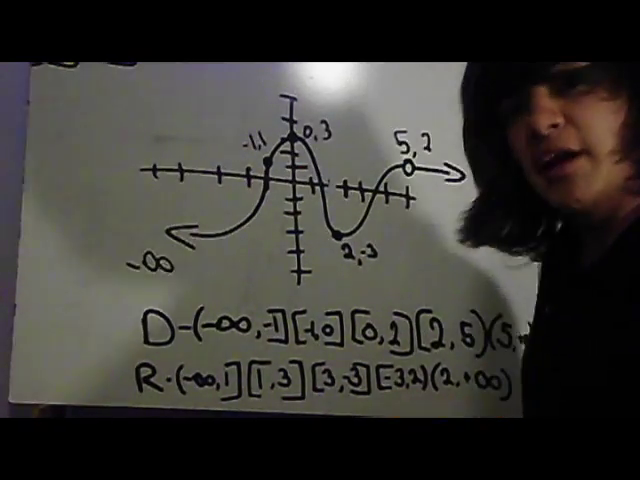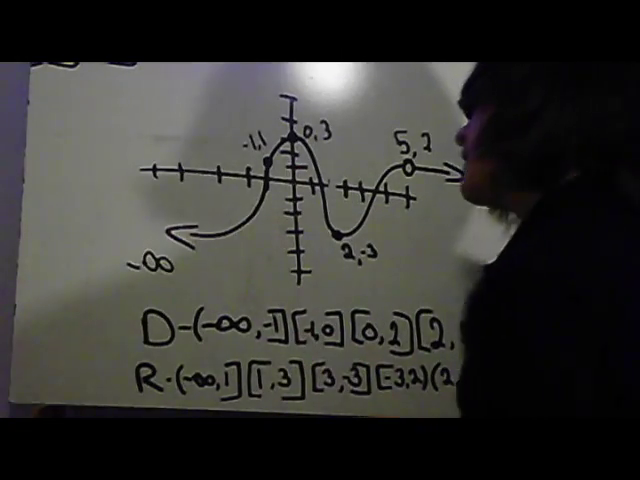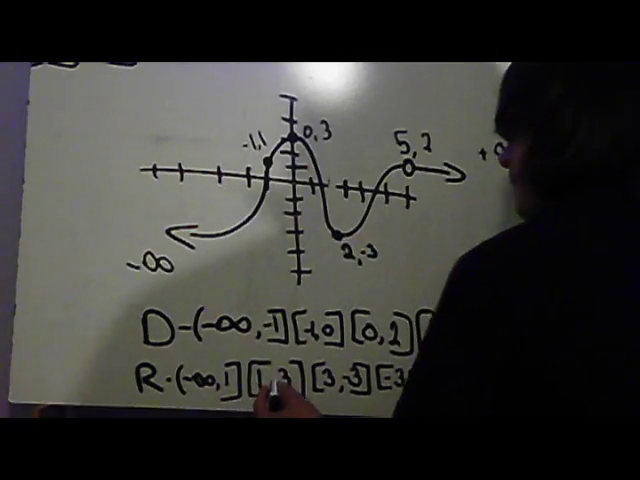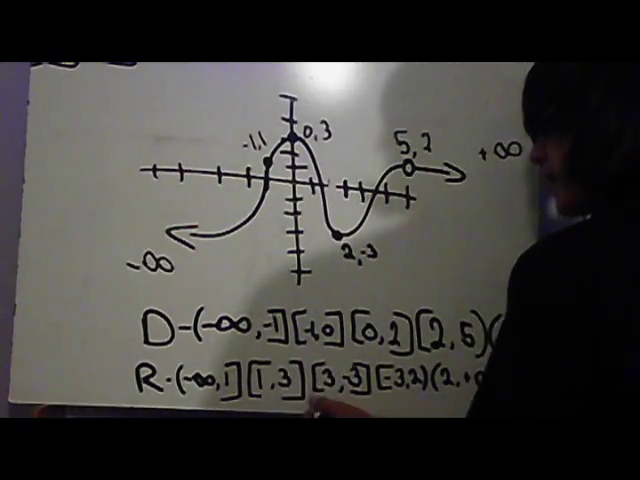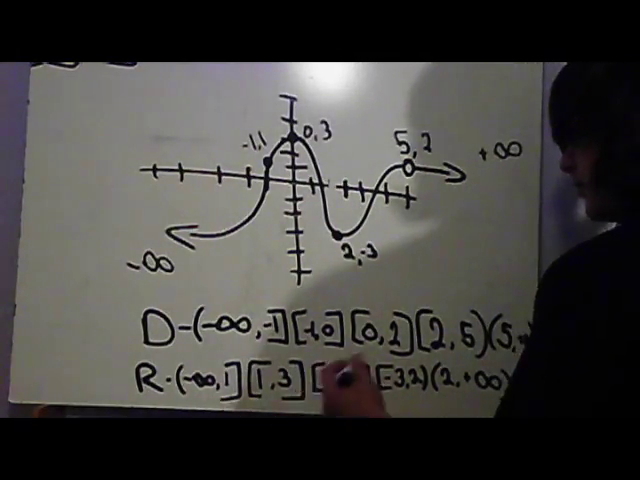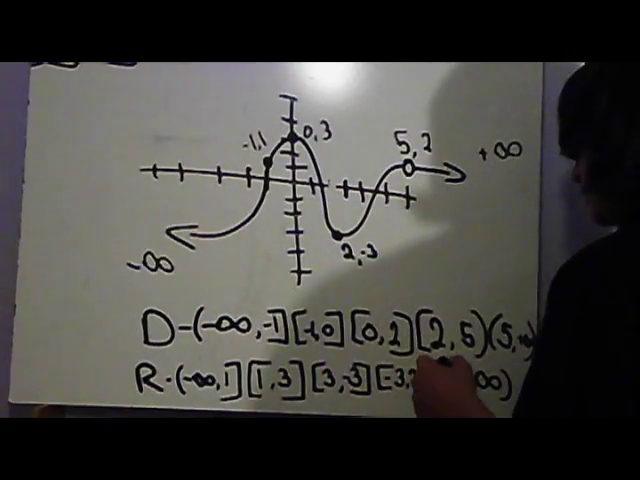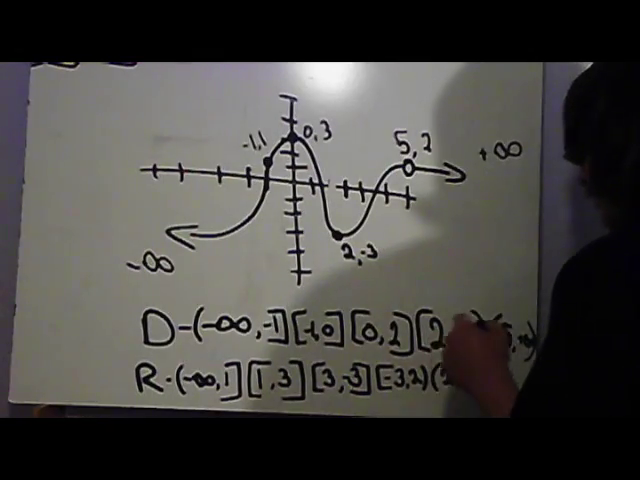Okay, now for range, we do the exact same thing. So, -infinity, parenthesis, 1 bracket, 1 bracket, 3 bracket, 3, -3, both in brackets, -3, 2, bracket, parenthesis, and then 2 positive infinity, parenthesis, parenthesis.